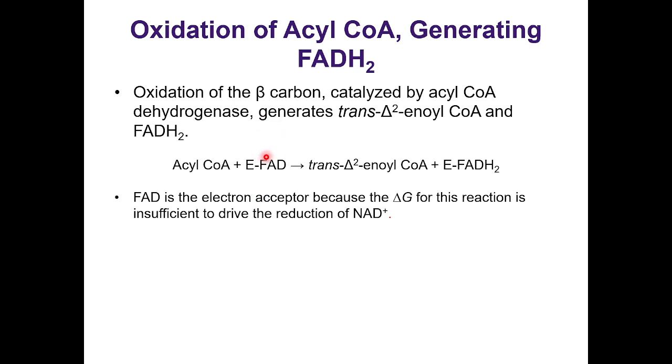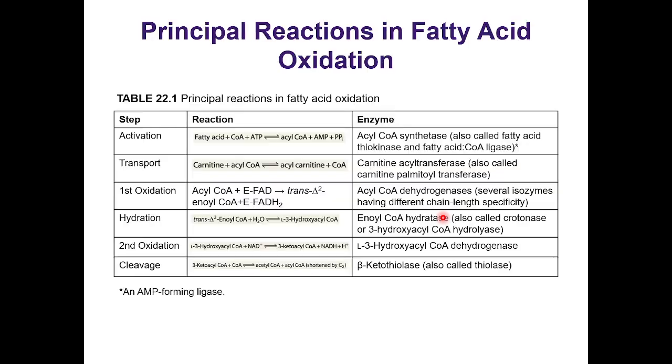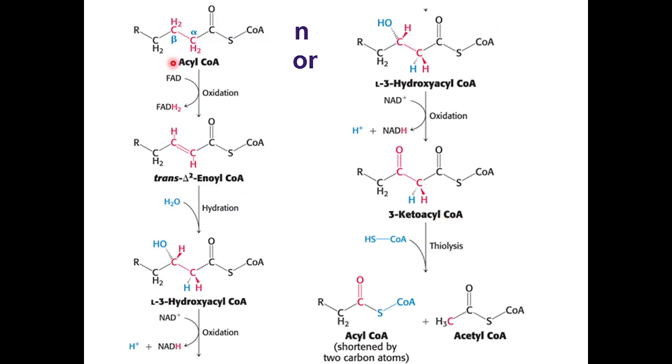Note, by the way, the FAD and FADH2 are going to be enzyme bound. They are a prosthetic group on this. The FAD is going to again be your electron acceptor because the delta G for this reaction is actually insufficient to drive the NAD+. This is actually why you can't use NAD+ here. Okay? Just like that previous case we looked at. We just don't have enough energy to drive an NAD+.